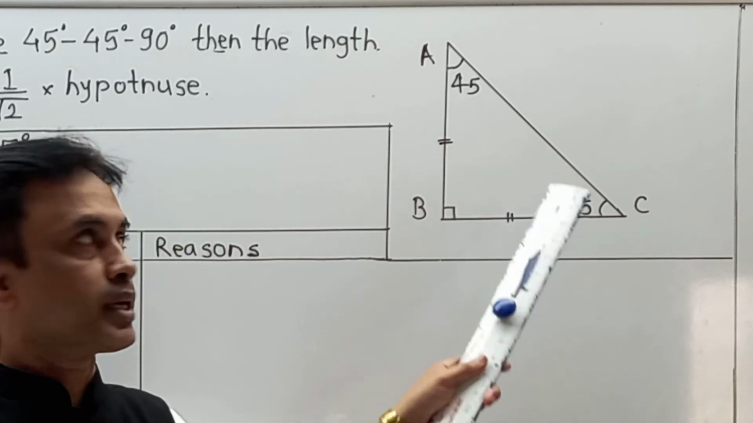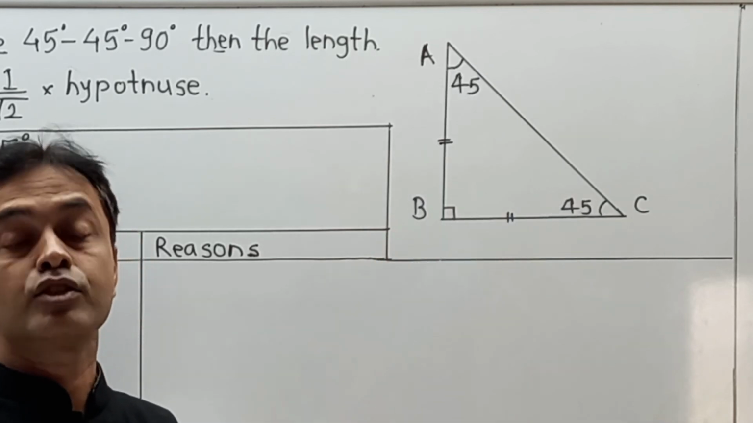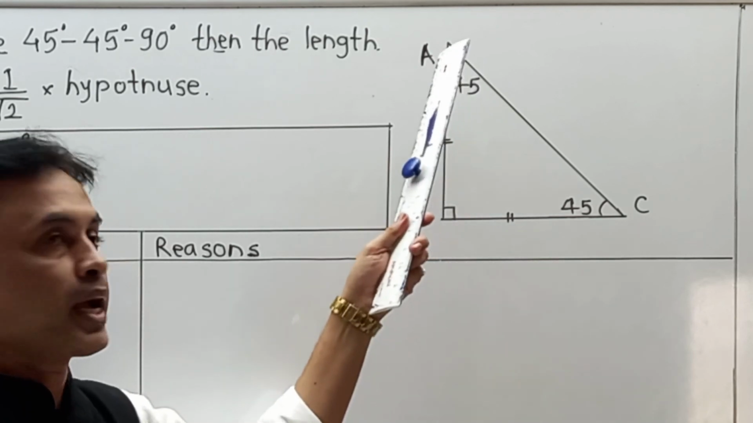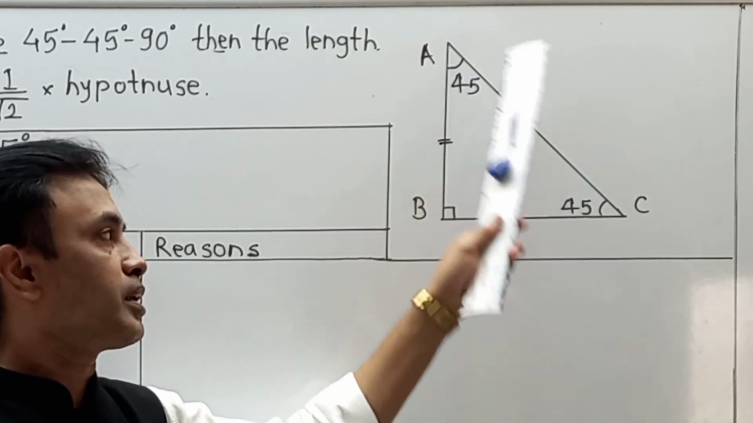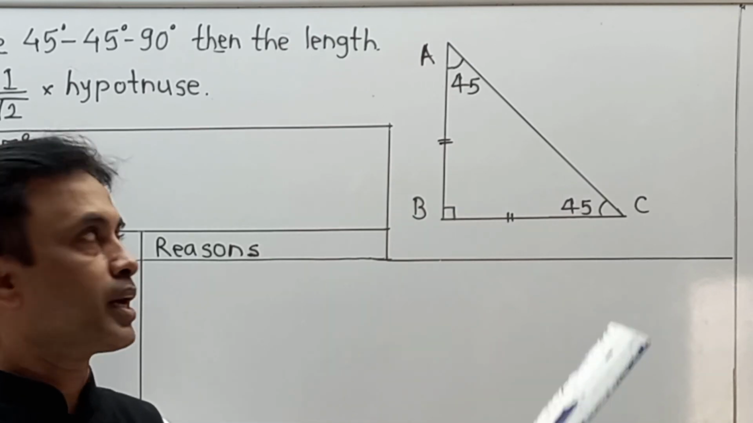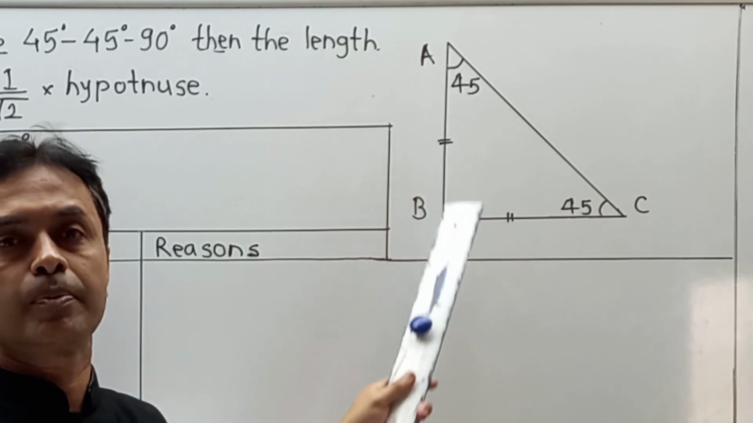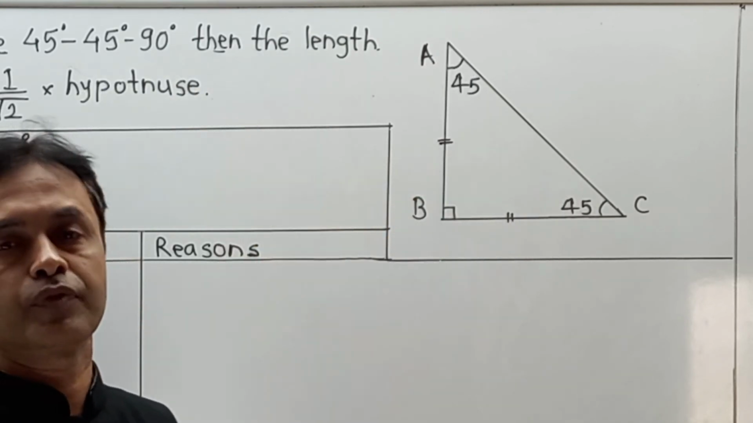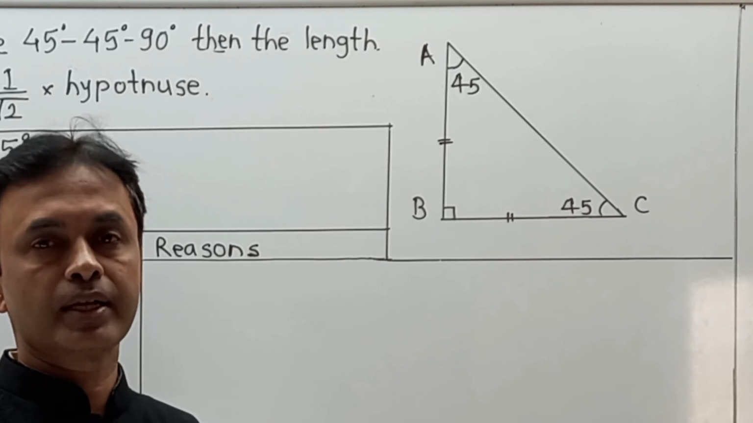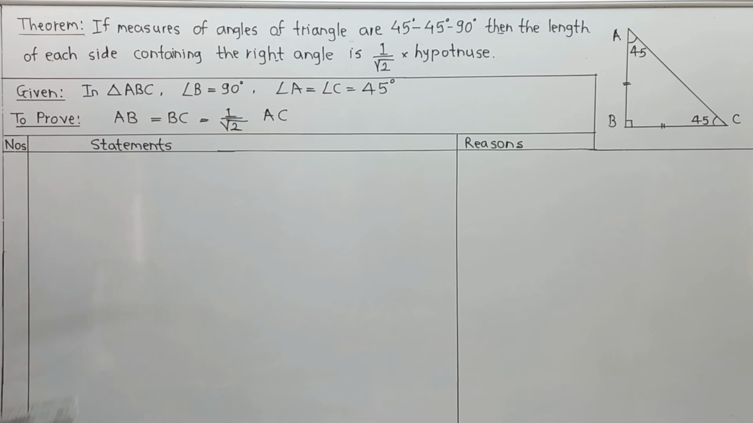Now the second part, in triangle ABC, as angle B is 90 degree, we are using the Pythagoras theorem. According to the Pythagoras theorem, AB square plus BC square is equal to AC square. Naturally, AB equal to BC, and we are going to replace BC by AB and go for simplification, and we can reach up to the final step. So please pay attention.